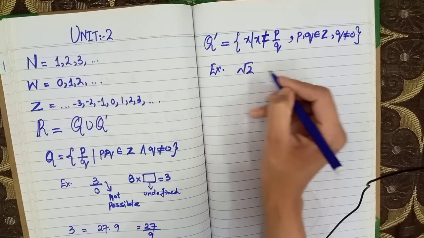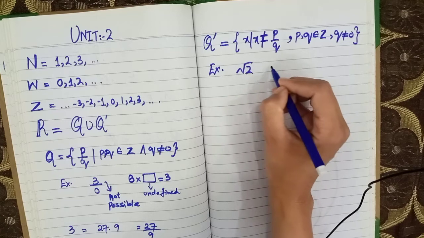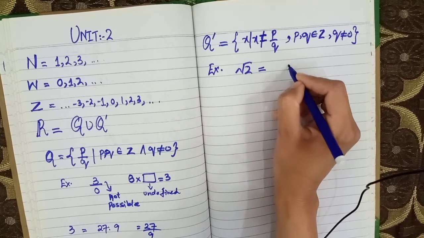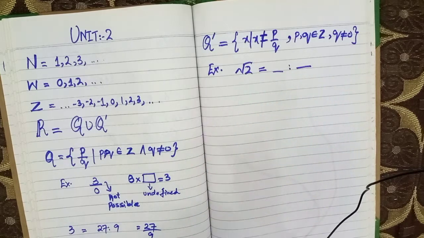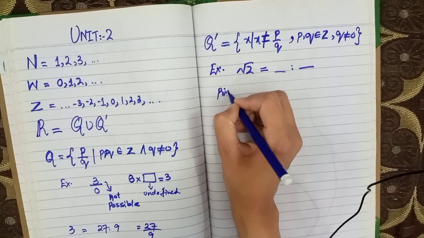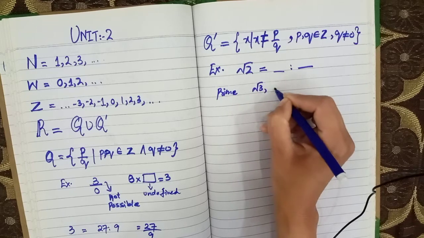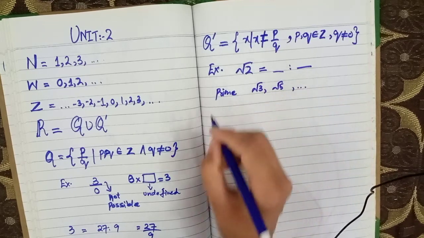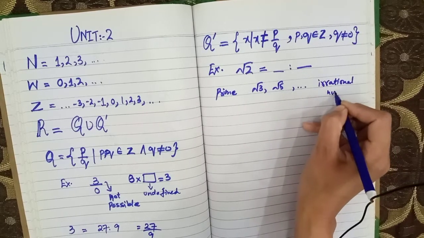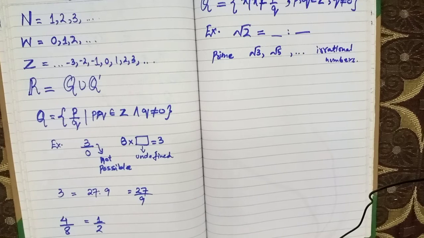Under root 2 is an example of an irrational number. Why? Because it is such a number which can never be stopped. It can never give you a ratio of two numbers. It cannot be written as the ratio of two numbers. So any prime number that is under root, for example, under root 3, under root 5, all of these numbers must be irrational numbers because they cannot be written as the ratio of any two numbers.